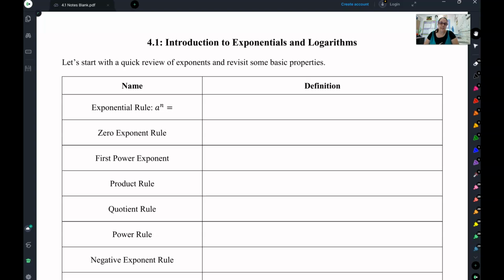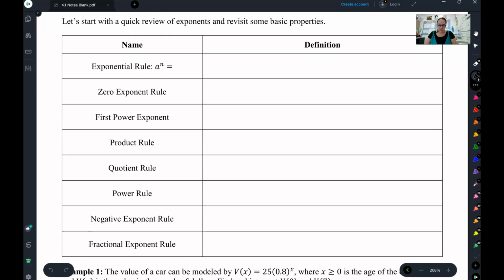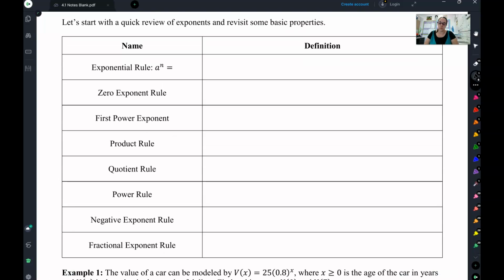In this first lesson, well really for the whole chapter, we're going to be talking about exponential and logarithmic functions. In this first section, we're just going to introduce all the basics of exponentials and introduce a little bit of logarithms. So we're going to start right here with our exponential rules.